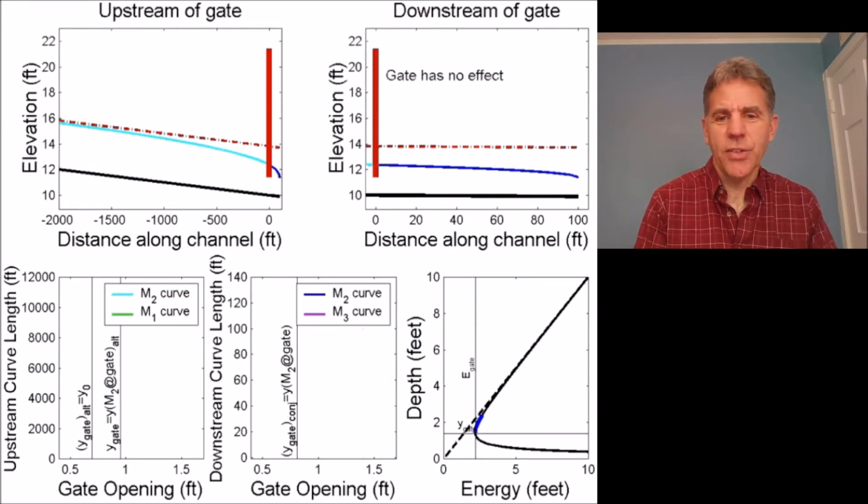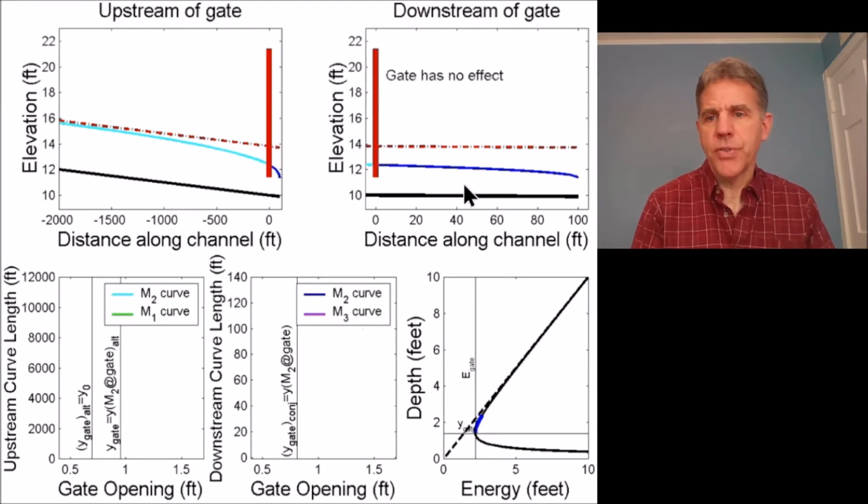Before we go any further, let's first go over the different subfigures that you see on the screen in front of you. So the two upper graphs are depictions of the flow itself. The upper right is focused just on the last 100 feet before the free overfall. We have the gate shown in red. We have the M2 profile shown in dark blue downstream of the gate and shown in cyan upstream of the gate. The dashed line that you see corresponds to normal depth for this particular flow.